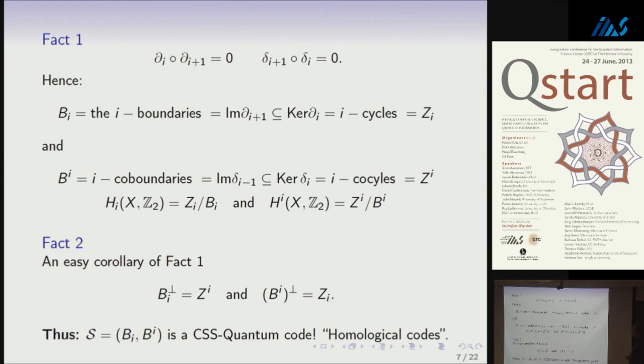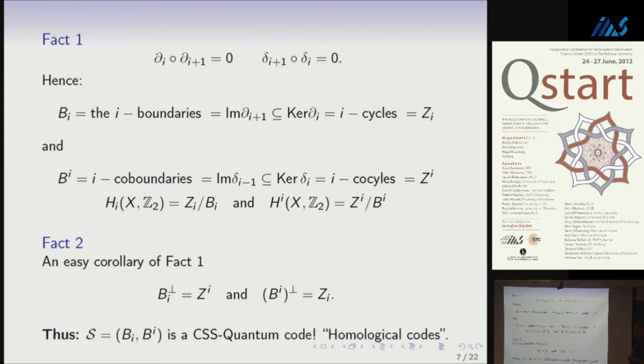What does it mean? It means that the image of sigma i plus 1, the boundaries of i plus 1, which is something in C_i, I will denote it B_i. The image of this is inside the kernel of the next map, right? If this map after this map is 0, it means that the image of this is inside the kernel of this. And this is called the i boundaries, and this is called the i cycles.